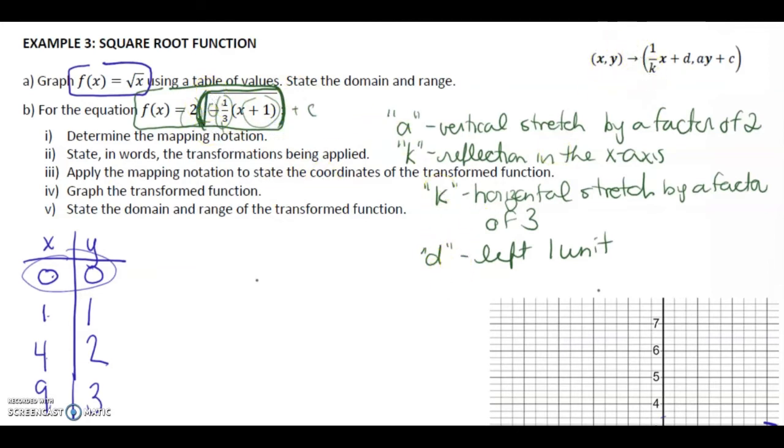All right, so our mapping notation, we'd have 1 over k x plus d. So 1 over k, the k was originally 1/3, so it's 3. So we're going to go negative 3, because there's still that reflection, x, left 1 unit, minus 1. And now for the y value, we're going to go a y plus c. So 2y, because our vertical stretch is by a factor of 2, and there's no c value. So we can rewrite our mapping notation, negative 3x minus 1, and then 2y.